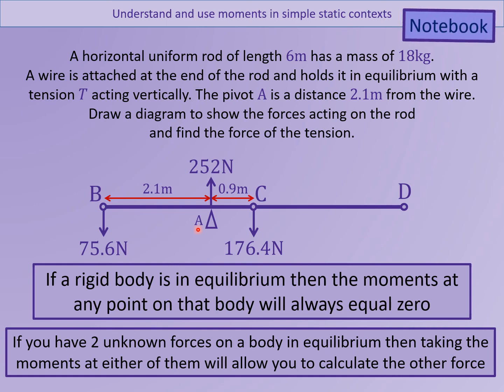as long as you understand you could take moments anywhere you like. So I'll pause there, give you a chance to get down what you need. Might be worth making a note that, to explain what that means, if you chose B, you can ignore the 75.6, and if you chose C, you can ignore the 176.4. You could choose to ignore values by taking the moments at those points.